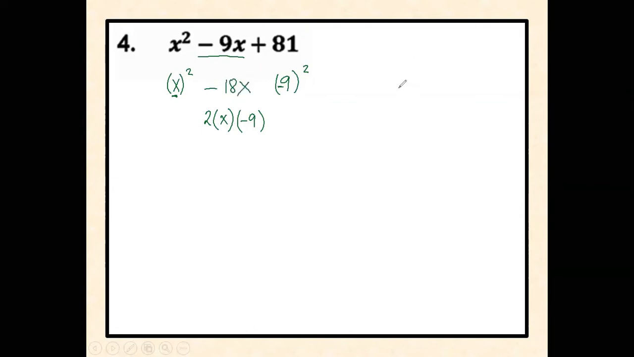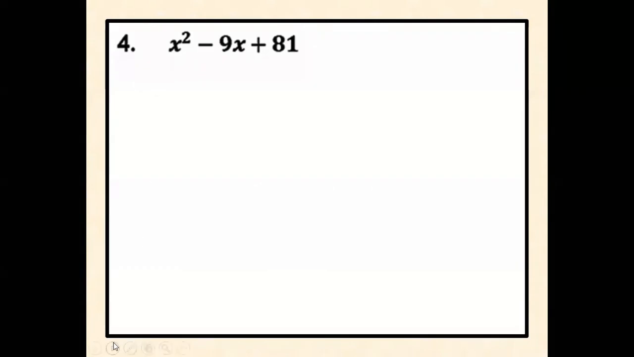Therefore, number 4 is not a perfect square trinomial. Therefore, we cannot factor it as the square of a binomial. Okay, let's have the next example.